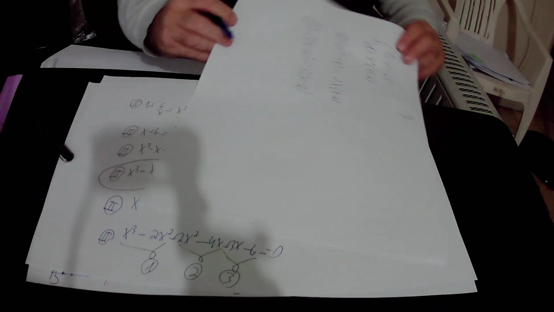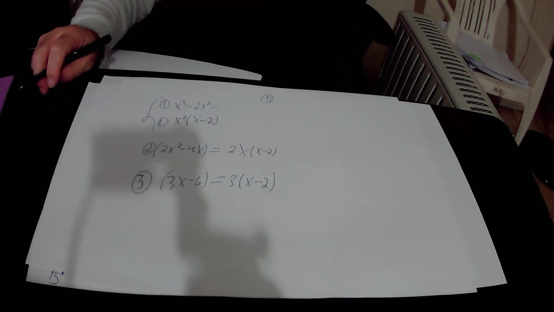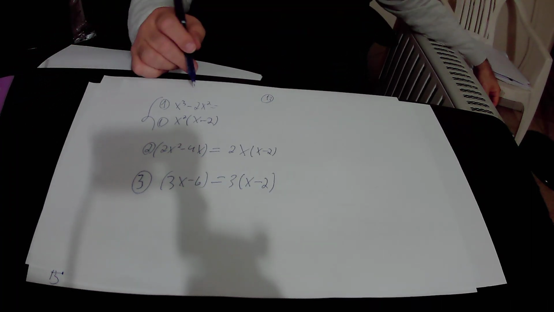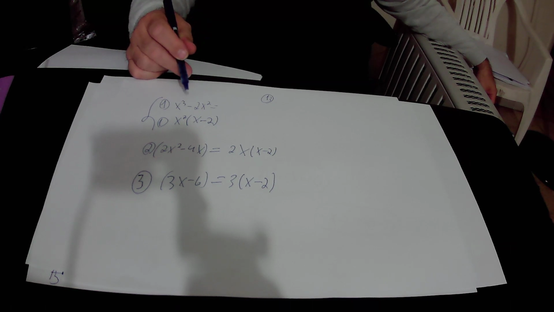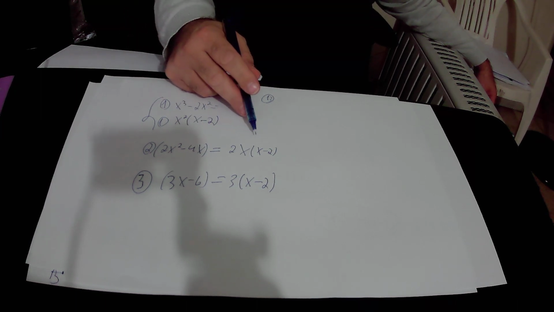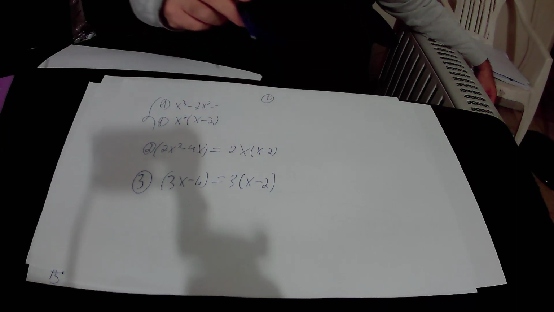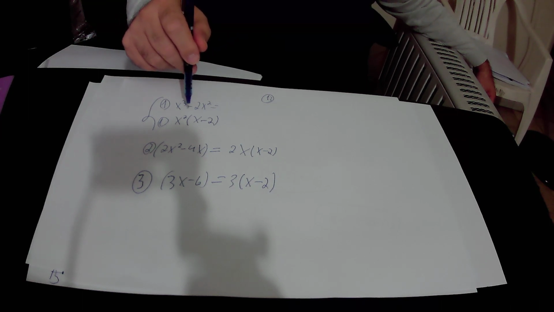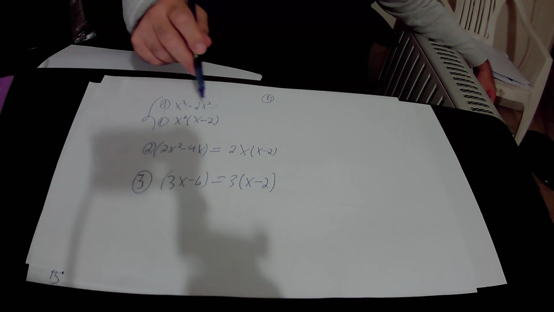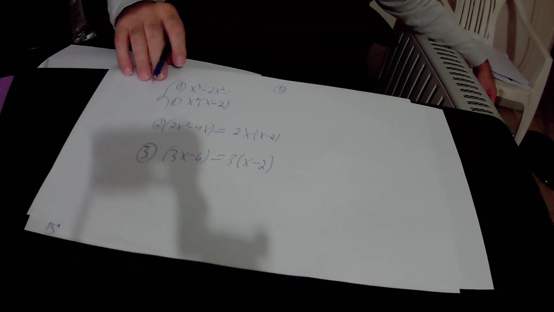Okay, so we have actually 3 expressions. We know that x cubed minus 2x squared equals x squared times x minus 2. We know that 2x squared minus 4x equals 2x times x minus 2, and 3x minus 6 equals 3 times x minus 2. So we'll substitute those 3 expressions by what we found that those 3 expressions equal to. Okay?